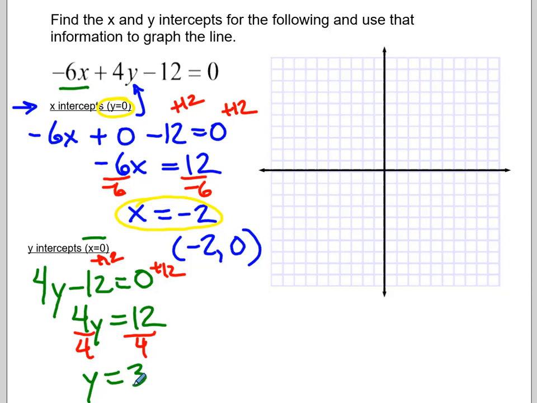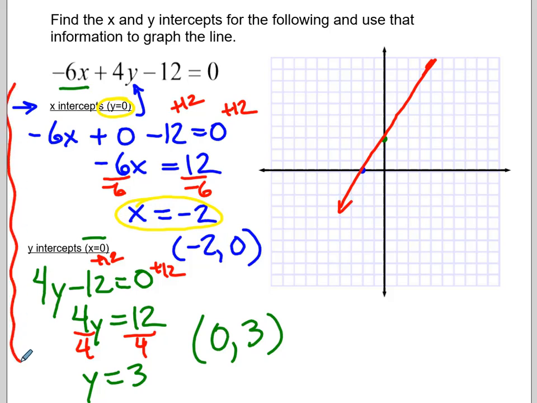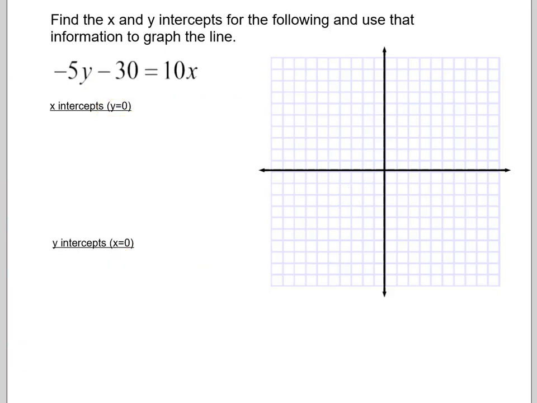And again, I'm going to take those two pieces of information. The x is 0, the y is 3. Now if I plot those, (0, 3) and (negative 2, 0), I have 2 points. That's enough to graph a line. It's not ideal, but it would look something like that. Please note that that is something you will be asked to do in a task, and you want the titles and you want these little y equals 0s and x equals 0s in there.